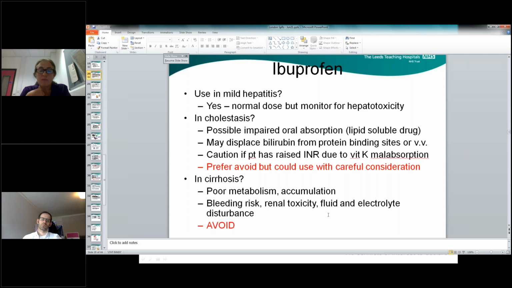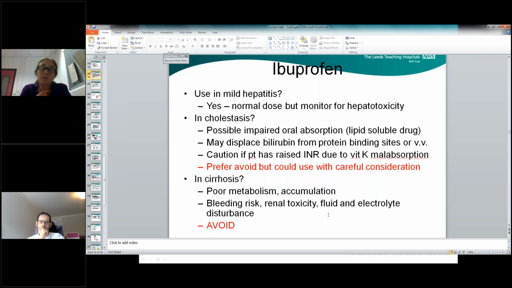And in our cholestatic patient, there's a reasonable chance that they'll have some vitamin K malabsorption, and so they may have a coagulopathy, and so just check the INR before you give them any ibuprofen. So you could use it if you've checked all of those things. You just need to be a bit careful. In cirrhosis, however, I prefer it if you avoided it like the plague, for all of those reasons that we've talked about. And certainly on our unit, we've just banned ibuprofen, and that's easier. So nobody gets ibuprofen. That was to be avoided.